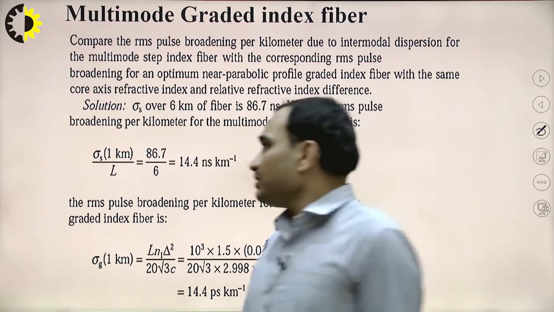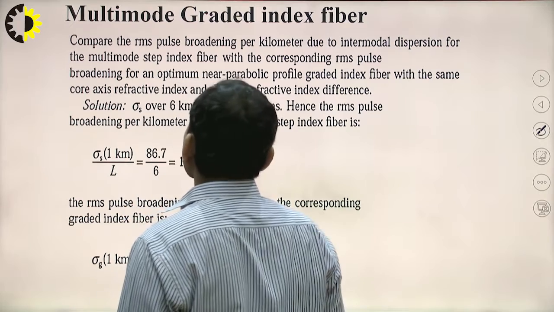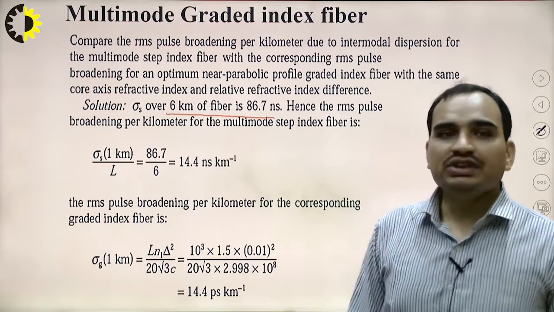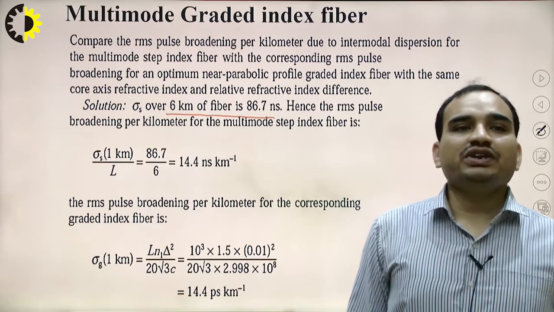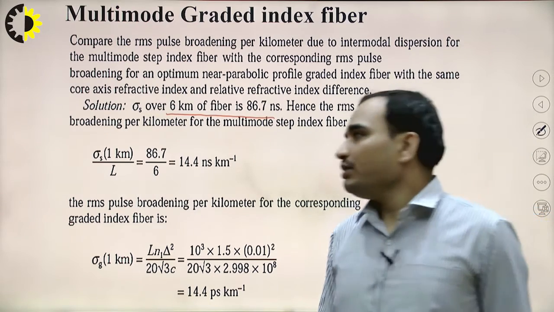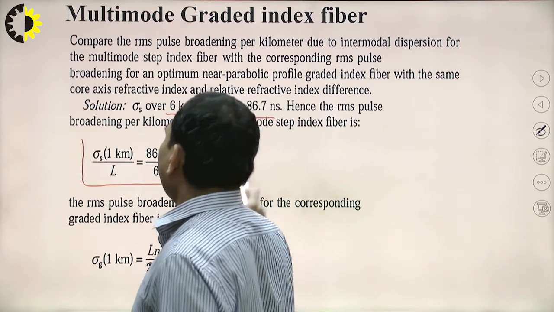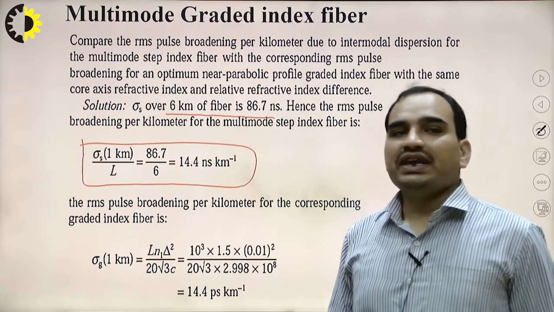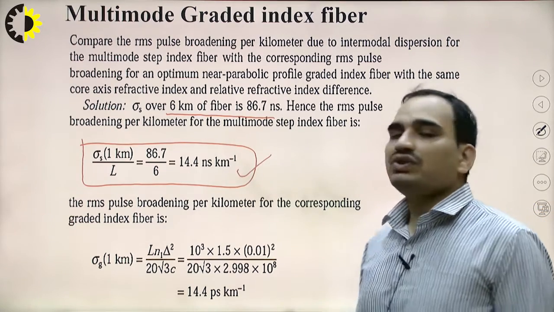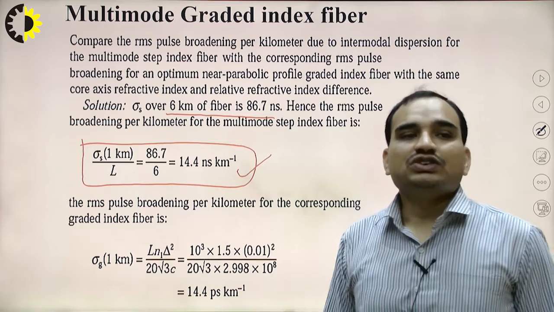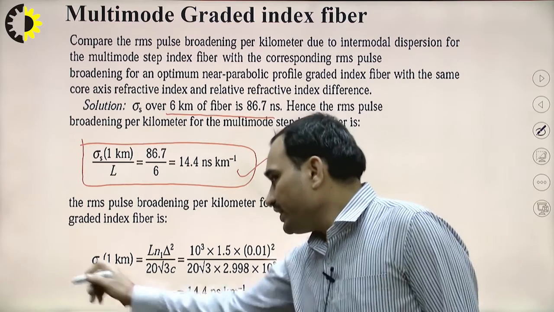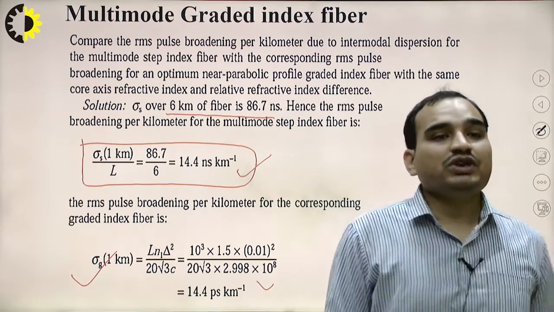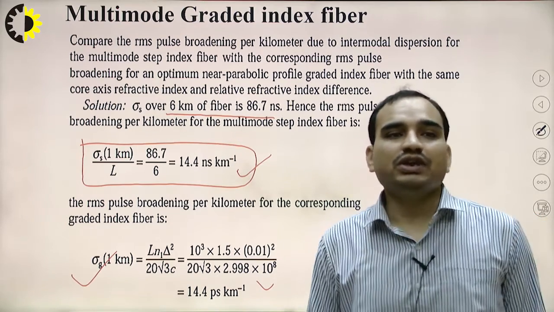We have sigma s over the 6 kilometer fiber as 86.7 nanoseconds. Hence the RMS pulse broadening per kilometer for the multimode step index fiber is given by sigma s by L, that is 86.7 by 6, and we get 14.4 nanoseconds per kilometer. For the gradient index fiber, substituting the values, we get 14.4 picoseconds per kilometer.